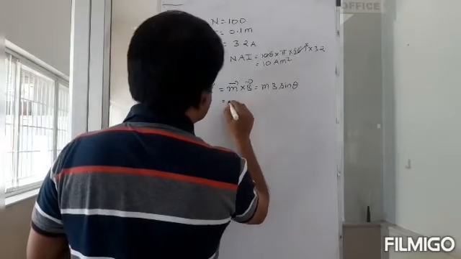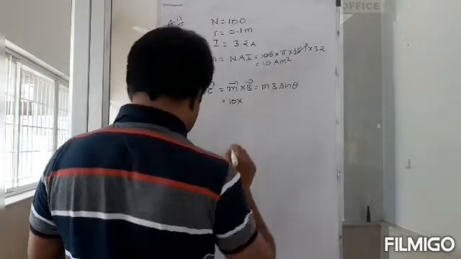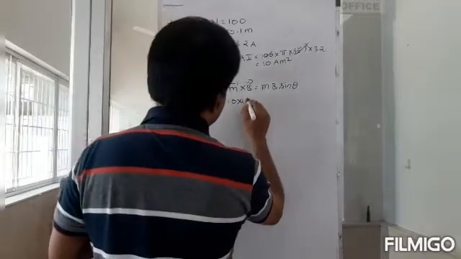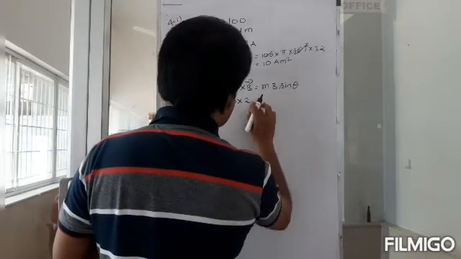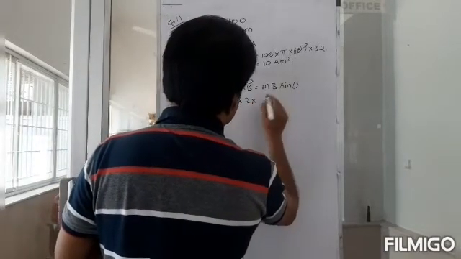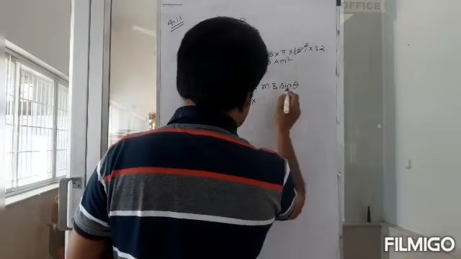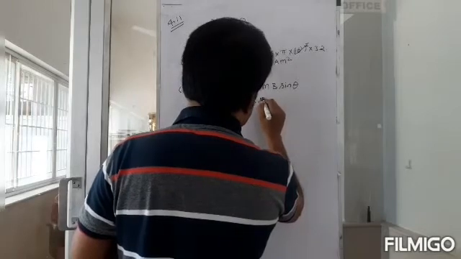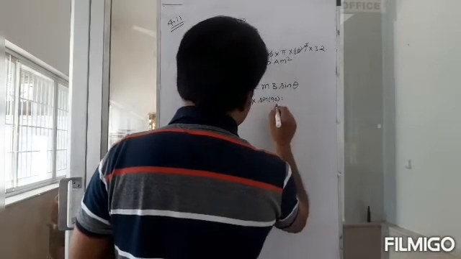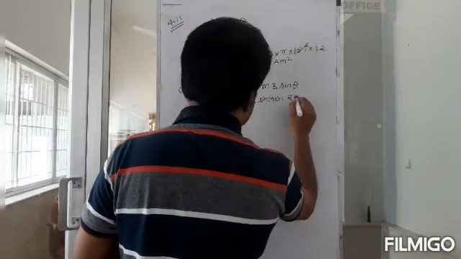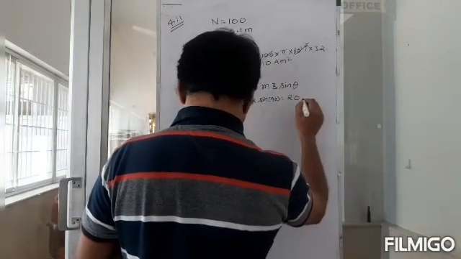What is M? M is 10, and then B is 2 Tesla, into sine theta. Theta is 90 degrees, sine 90 is 1. So you're going to have 20 Newton meters.